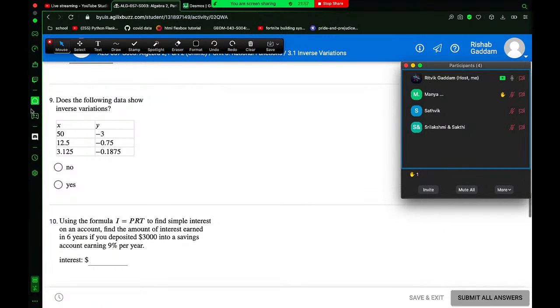So let's go on to the next question, number 9. Does the following data show inverse variations? Satvik, you can go for this one. I think no, because for the x-axis it's decreasing, and for the y-axis it's increasing.